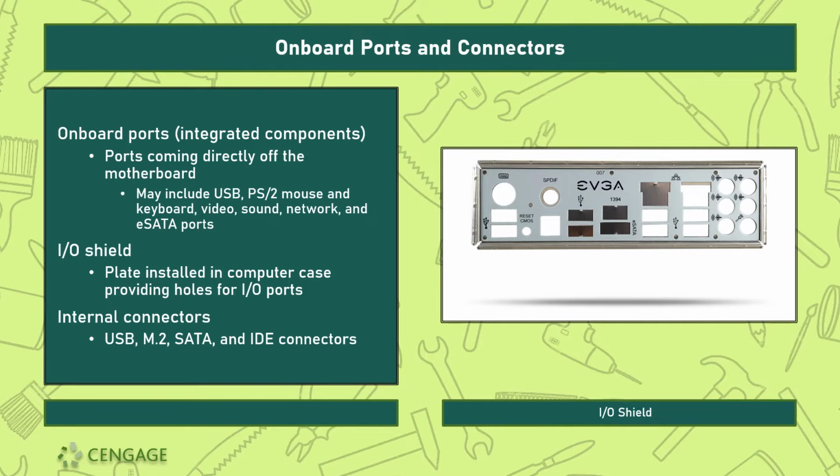You may see things like USB, very common, PS2 ports, which are old school mouse and keyboard connectors, video card slots, sound slots, etc. The I/O shield, which you see on the right, is a metal plate that covers the space between the port holes for different I/O objects on the computer. There are also internal connectors we may deal with, such as an internal USB hub, M2, part of the NVMe system, SATA, and IDE. IDE is also known as PATA or Parallel ATA, and that is a predecessor to SATA.